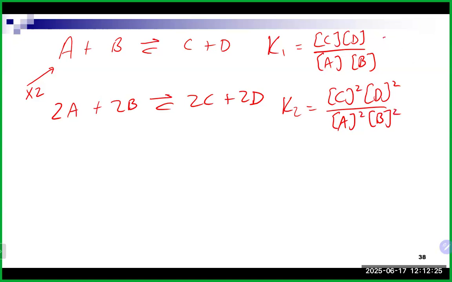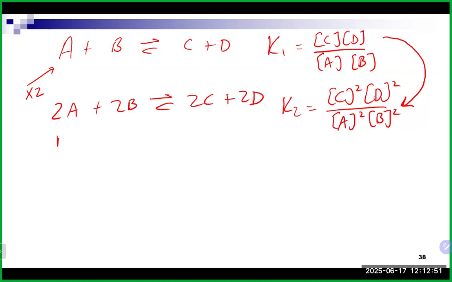What happened to my K value as it went from here to here? It went up by what? What did we do? We basically squared it, yeah? So we multiplied by 2, so we have to take the K value to the second exponent or square it. By the way, if I multiply by 3, I would then cube the K value, yeah? So if you multiply by 4, you would take it to the 4th power and so forth.